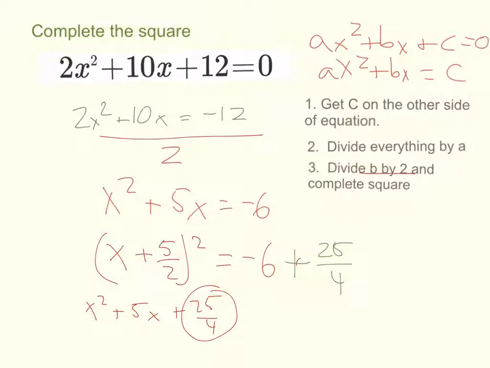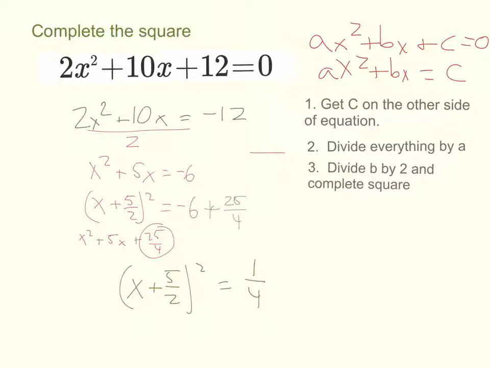This is a little bit tricky, and you have to be careful. So what I'm left with is x plus 5 halves squared equals negative 6 plus 25 over 4. That gives me positive 1/4.